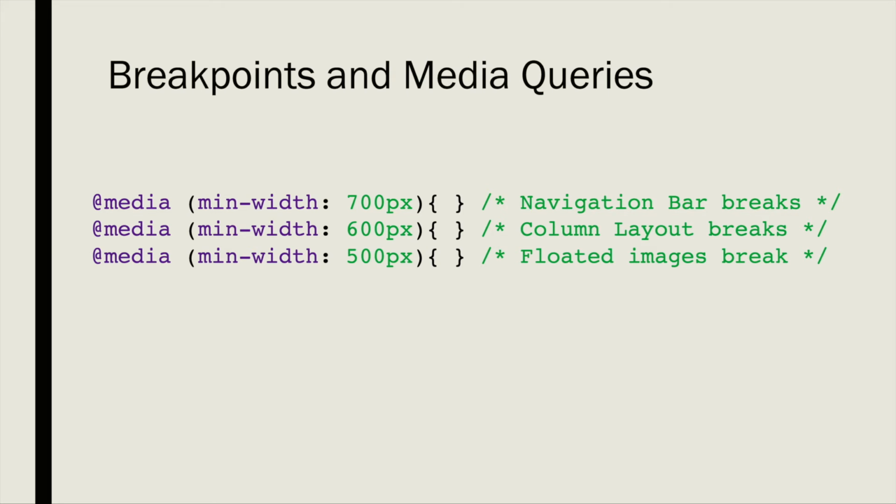Let's talk about breakpoints, because you can actually have multiple media queries in the same sheet that deal with different segments once they break. So for example, if your navigation bar breaks at 700 pixels, then you can have a media query that breaks at 700 pixels to automatically restyle the navigation bar. If your column layout breaks at 600, well, have a media query that breaks at 600 and resizes that. If your floated images break at 500, well, wash, rinse, repeat. Basic concept.